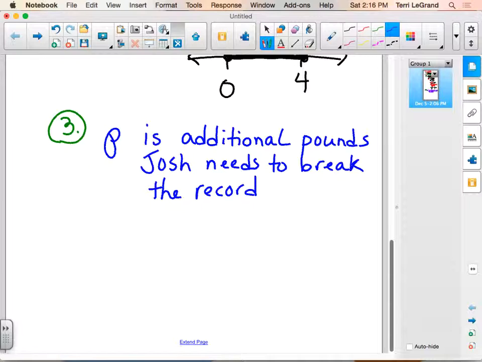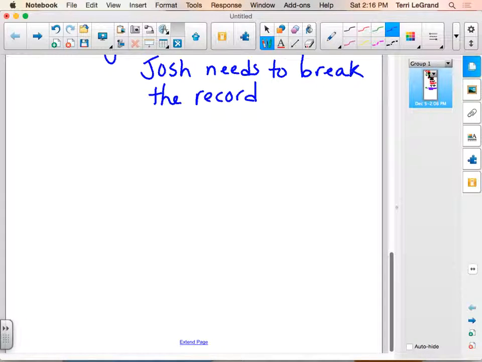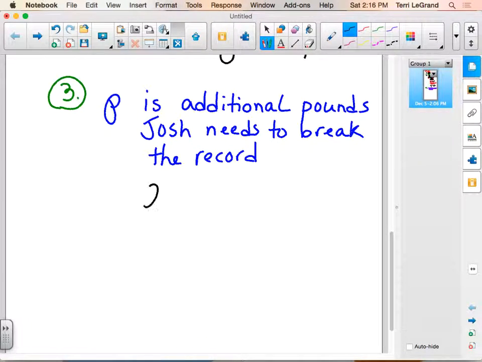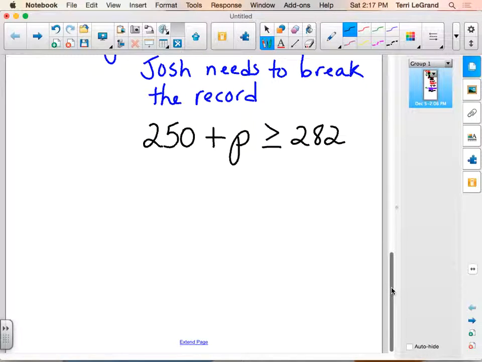So he's reached his goal of 250 pounds. The school record is 282. But what if he wants to break it, or what would he have to do? So we're going to say that he's already reached this. He has 250. How many more does he need? And if he wants to break the school record, it's going to have to be at least 282. So at least would be is greater than or equal to 282. Okay, and now we can solve this.